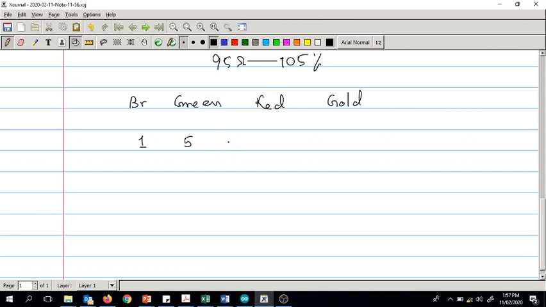The third color is the multiplier: 10 to the power, red is 2. Plus or minus, gold is 5%. This is how you write it: first color as it is, second color the number as it is, third color 10 to the power of that number.